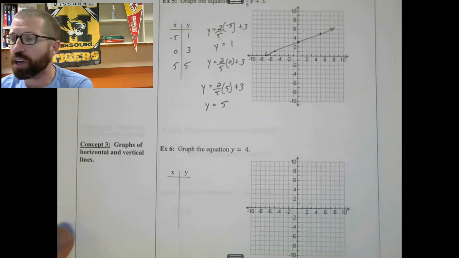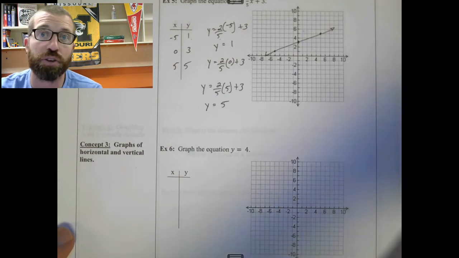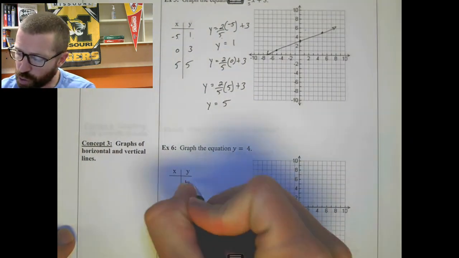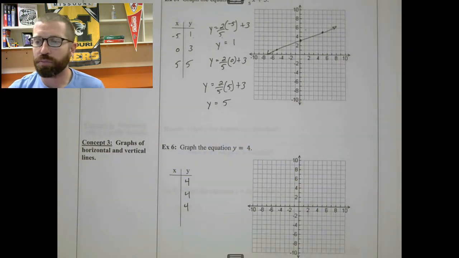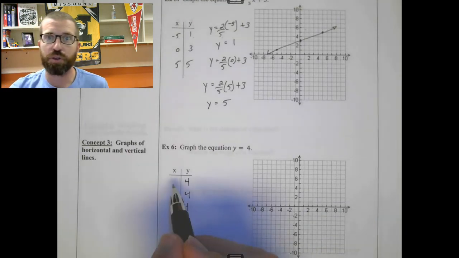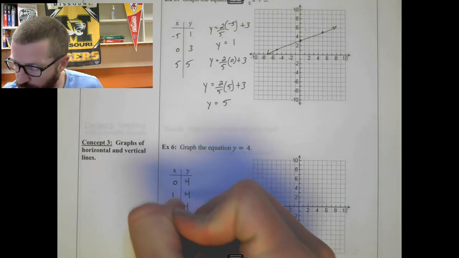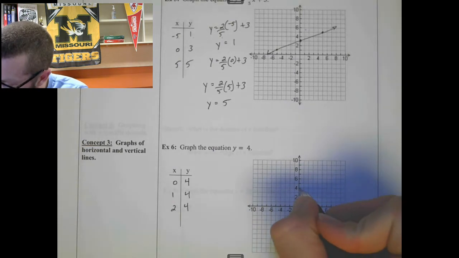Okay, this line is always one of the trickier ones. Y equals 4. There's no x value, so what do we do? Well, what this means is y is always 4. So what I would say is just fill in some numbers. It doesn't matter what you pick for x because y is always going to be 4, but give yourself some numbers. Let's use 0, 1, and 2, and then plot those points. So 0 is 4, 1 is 4, 2 is 4.